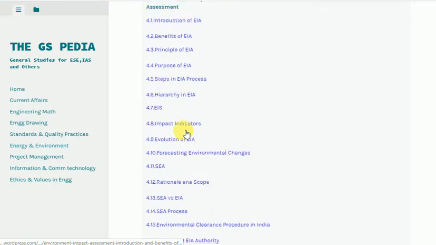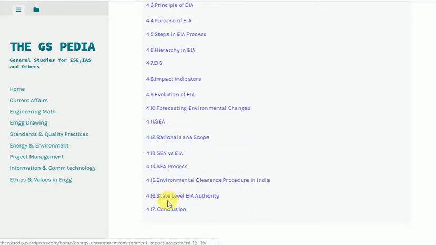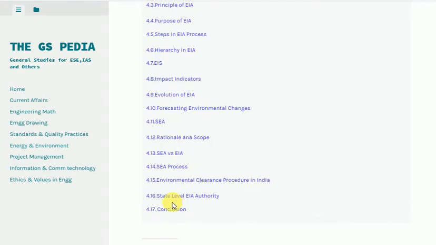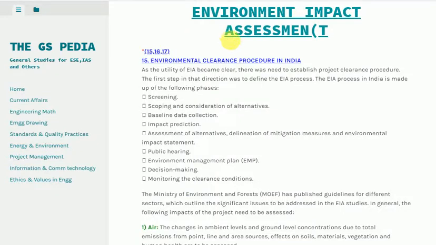In this video we discuss a subtopic of energy and environment, which is environmental impact assessment. 15. Environmental clearance procedure in India. As the utility of EIA became clear, there was a need to establish a project clearance procedure. The first step in that direction was to define the EIA process.